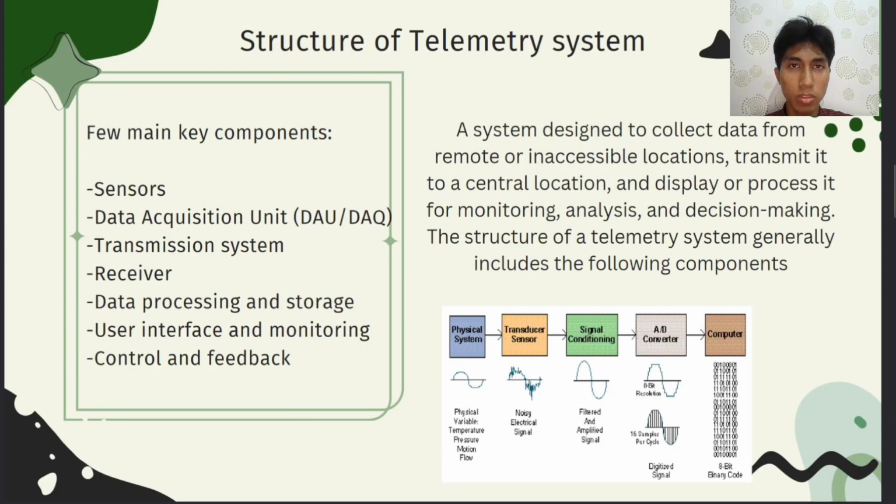Now, the structure of a telemetry system. A telemetry system is a system designed to collect data from remote or far locations, transmit it to a central location, and display the processed data for monitoring, analysis, or making decisions. The structure of a telemetry system generally includes the following components: the physical system, transducer, sensor, signaling, the converter, and the computer. So these are the main key components.